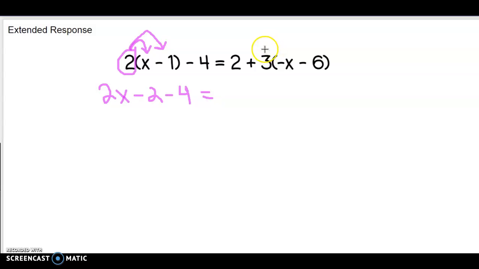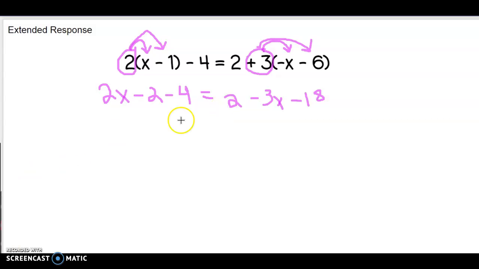Now on the right side, I'm going to go ahead and circle the number in front of the parentheses. Remember to include the sign with that number. And I'm going to multiply it by each term inside the parentheses. So a positive 3 times a negative x is a negative 3x. And a positive 3 times a negative 6 is a negative 18 because a positive times a negative is a negative. The 2 is not a part of the parentheses, so I'm just going to bring that down.